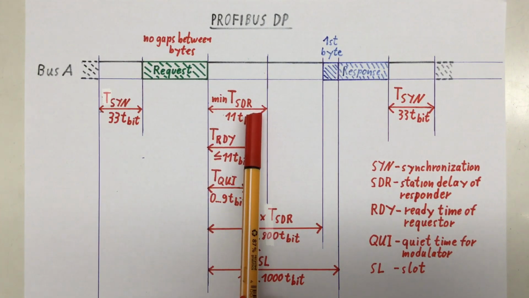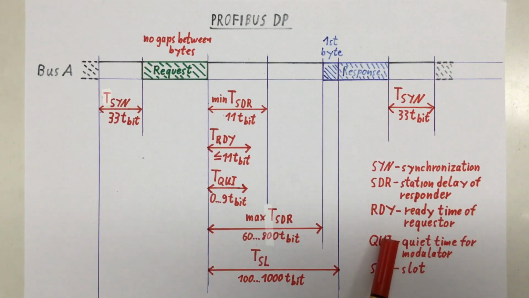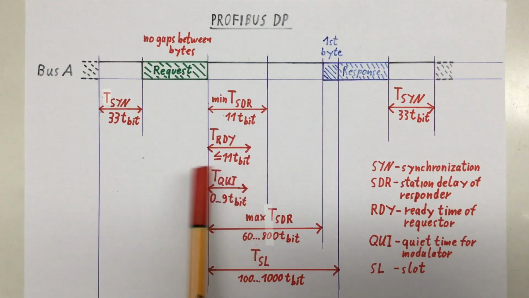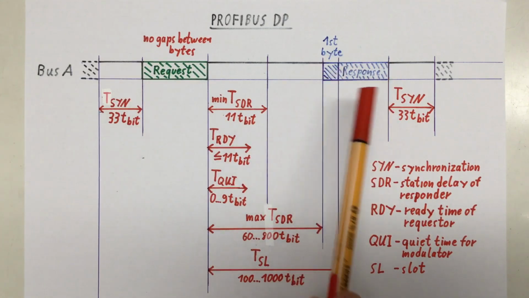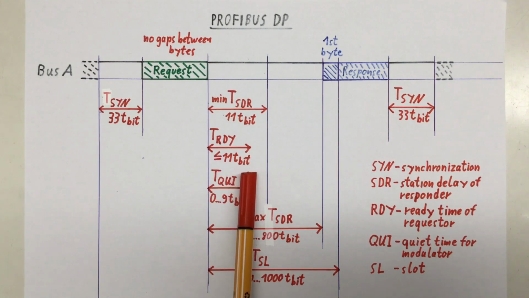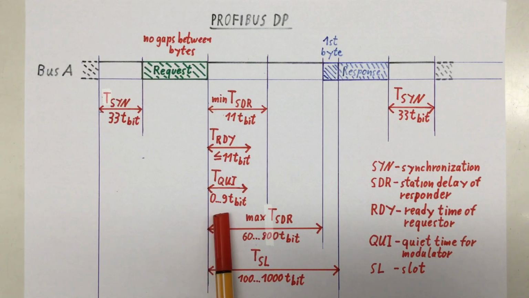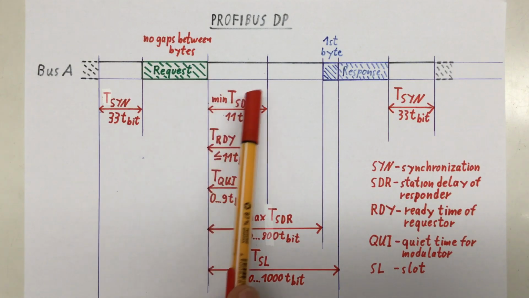That min T SDR contains TRDY, so a ready time of requester. That's the time the master needs to get ready to be able to process the response from a slave. And that should be below 11 T-bit. It also contains TQUI, the quiet time for modulator. That's between 0 and 9 T-bit, and it's the time the transceiver of the master needs to switch from transmitting to receiving.